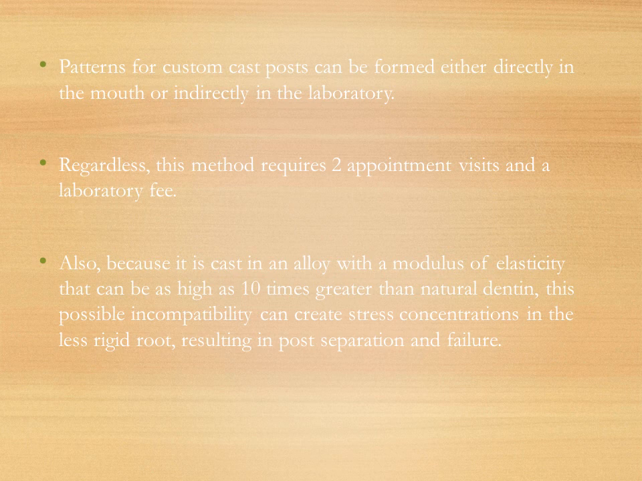The cast metal alloy has, of course, considerably higher strength when compared to your prefabricated resin posts, and its modulus of elasticity can be 10 times higher than that of your natural dentine. Because of this, it can create stress concentrations in the root, which is not so rigid as your cast post, which can result in the separation of the post and core apparatus from the root.